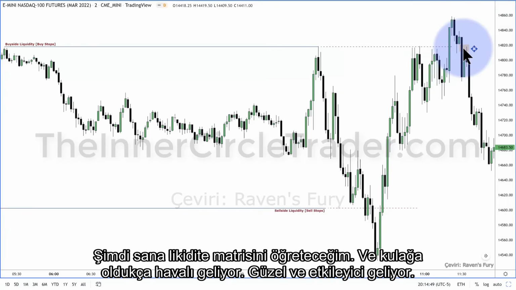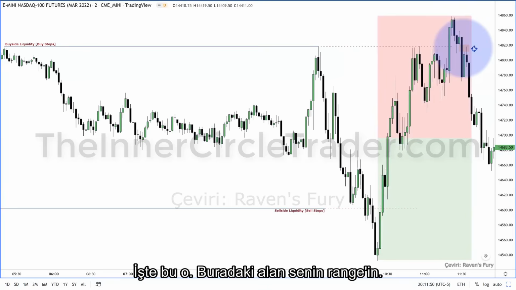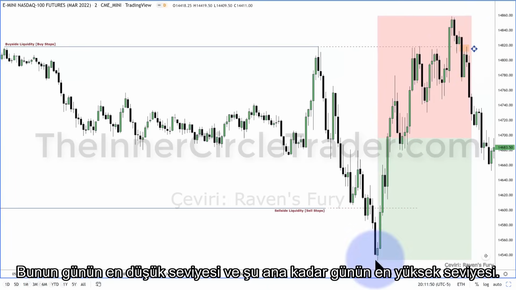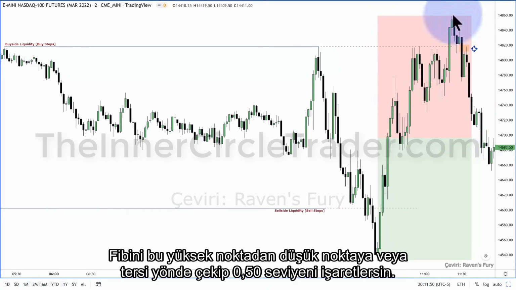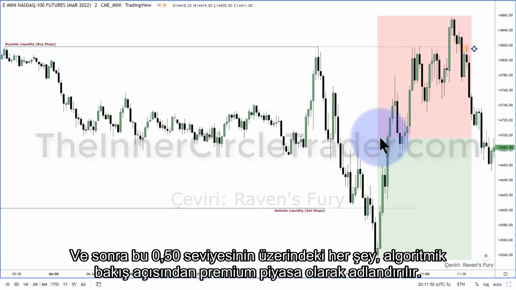Well, I'm going to teach you the liquidity matrix. It sounds pretty cool, sounds neat and all that, but watch what it is. This here is your range. This is the low of the day, and this is the high of the day thus far. If we take that range and split it from the low to the high to get the midpoint, all of this can be determined by a simple 50 level in the Fibonacci. So you drag your fib from this high down to that low or vice versa and have your 50 level highlighted. Then anything above that 50 level, from an algorithmic stance, is referred to as a premium market.